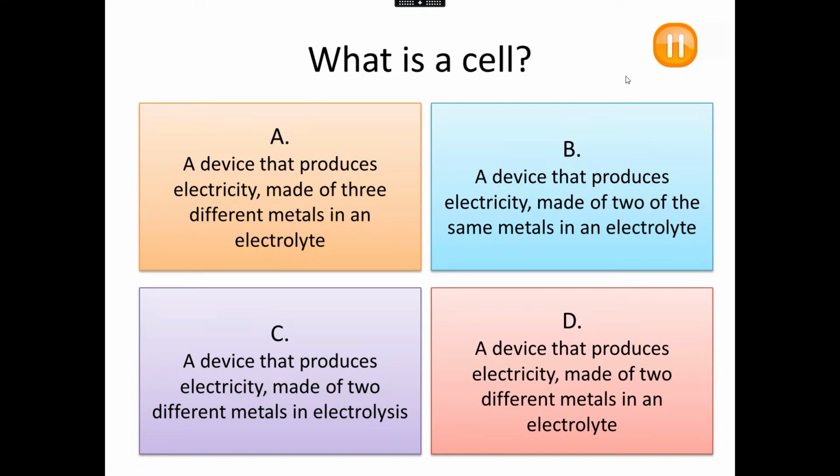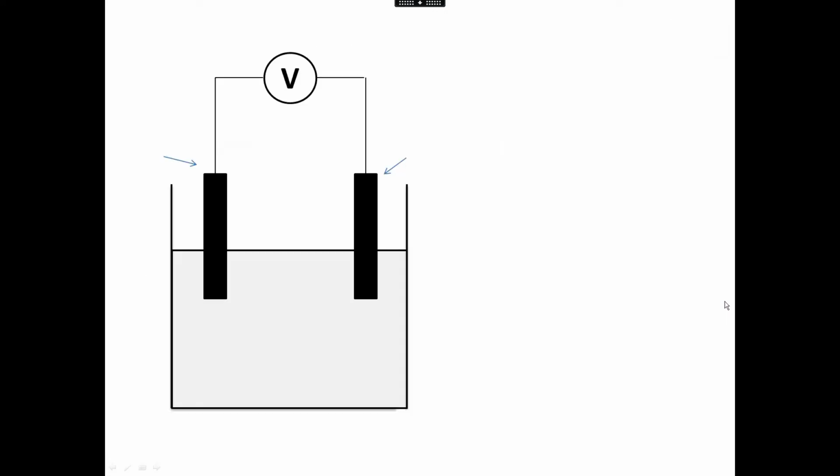Here we go with the answer. The correct answer was D, a device that produces electricity made of two different metals in contact with an electrolyte. Now, in school, we would start doing some investigations and we would try it out.